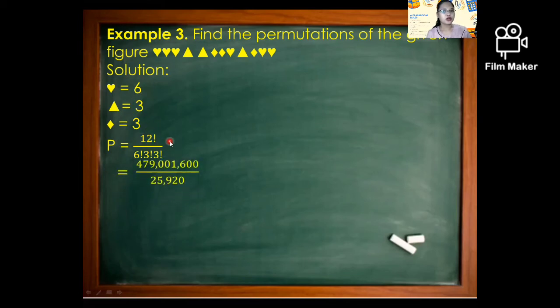So, ang 12 factorial is 479,001,600. Then, over 6 factorial times 3 factorial times 3 factorial is 25,920. So, pag dinivide natin ang 479,001,600 by 25,920, ang sagot po is 18,480. Okay?